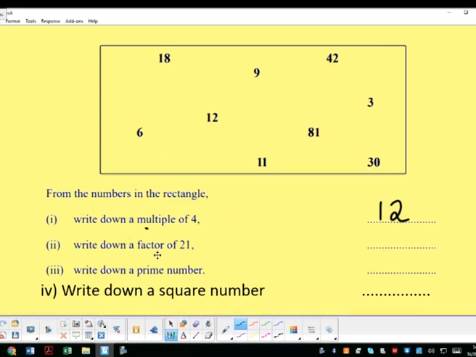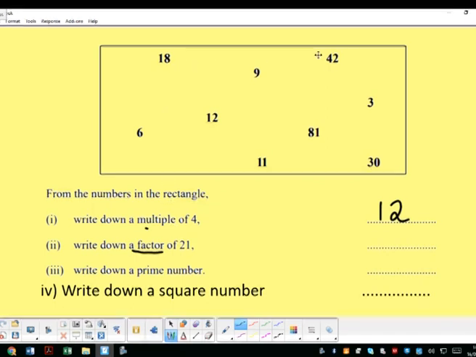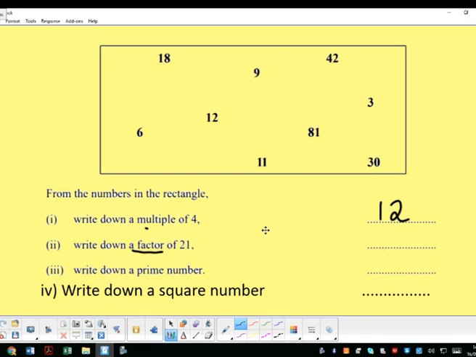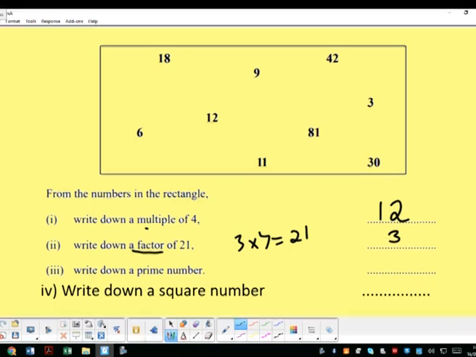A factor of 21, remember factors are usually in pairs, and they're numbers that you multiply together to make this number. So two numbers that multiply together to make this number. So if we look up, we go 3 times 7 is 21. So therefore 3 is a factor of 21.